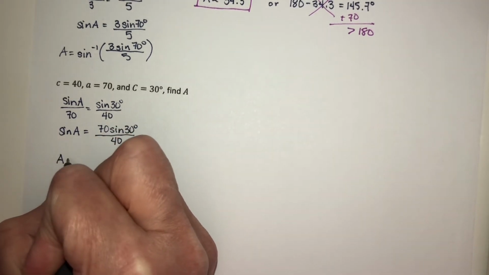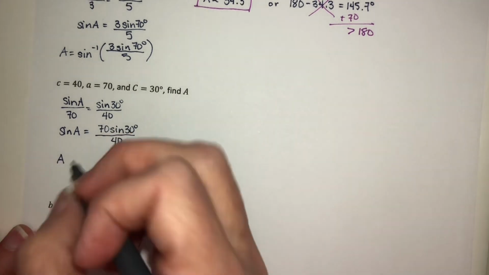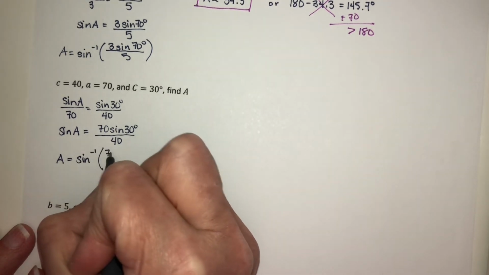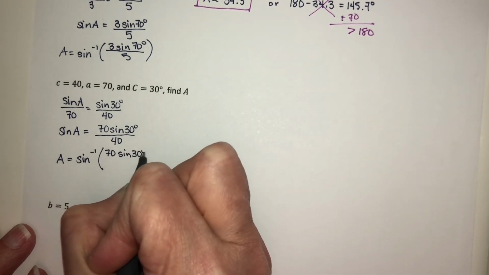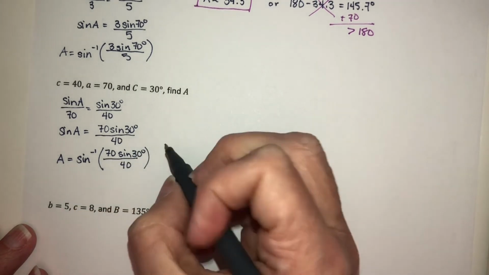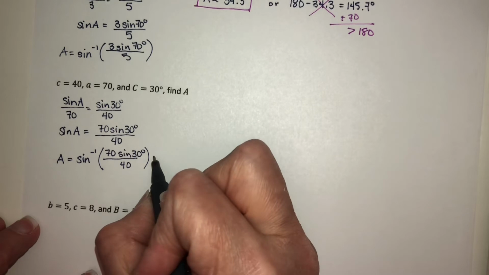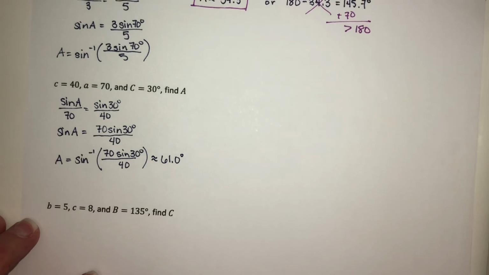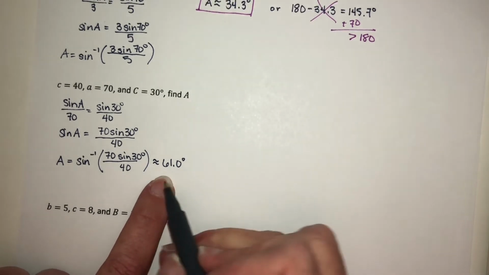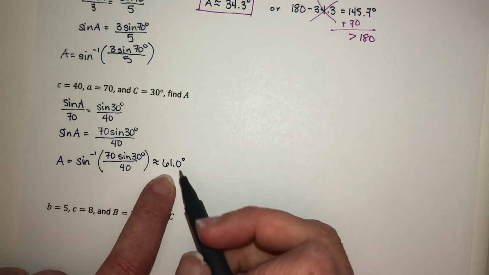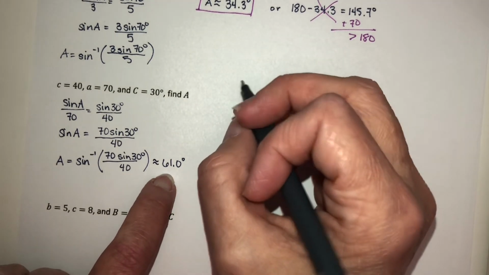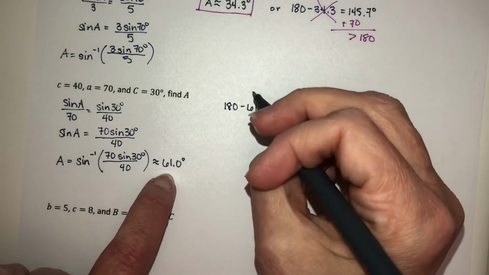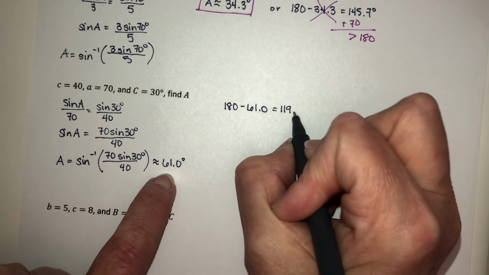And then your A value, at least one of your A values, or one of your potential A values, would equal inverse sine of 70 times sine of 30 degrees over 40. And you get approximately 61.0 degrees, rounded to the nearest tenth. Okay, so this makes sense. I have at least one solution, but I need to check to see if that second solution will actually work. So I do 180 minus 61.0, and you get 119.0.